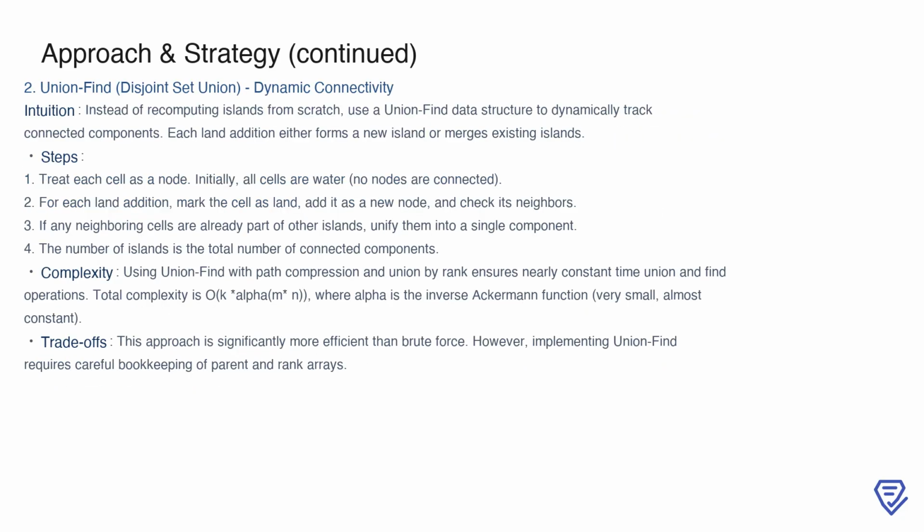To address the inefficiencies of the brute force method, we can use a union-find data structure, also known as disjoint set union, to dynamically track connected components. The idea is to treat each cell as a node and use union-find operations to manage connectivity. Initially, all cells are water, meaning no nodes are connected. When a new land cell is added, it is marked as land and treated as a new node. We then check its neighbors. If any of them are part of existing islands, we unify them into a single connected component. This approach ensures that the number of islands corresponds to the total number of connected components tracked by union find.